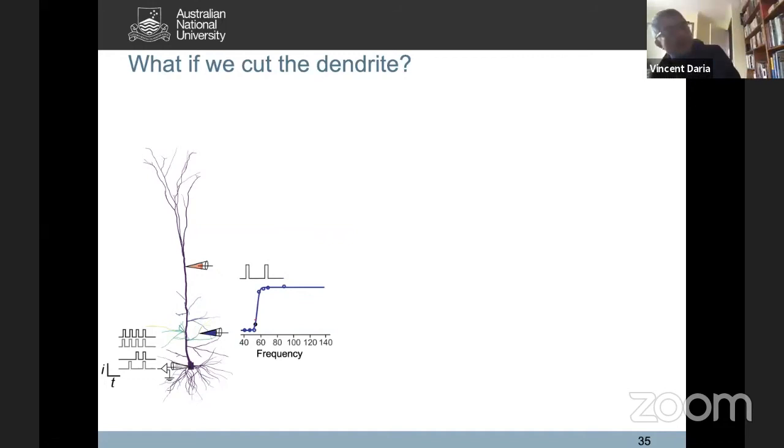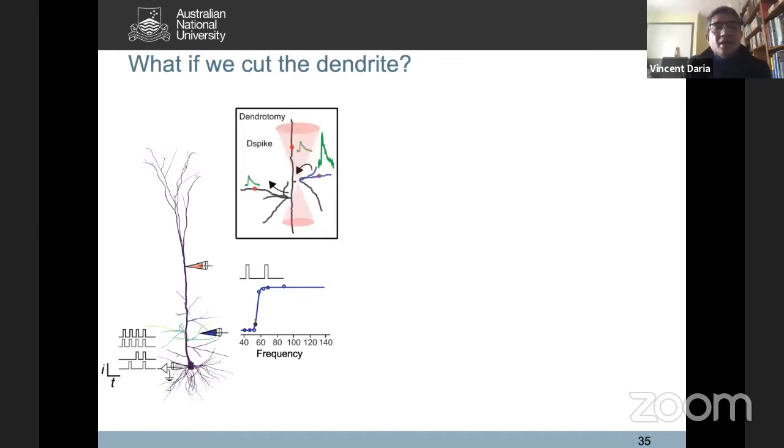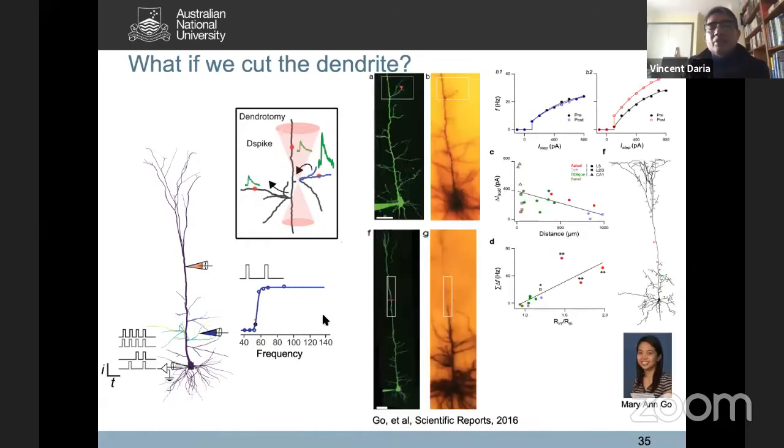Can we actually observe changes in the neuron? During Marianne's time as a PhD student, we developed what we call a laser dendrotomy technique, where we try to cut dendrites, and we've done that systematically, trying to understand the importance of different dendrites and their functions. This was published about 4 years ago, and we meticulously cut a certain set of dendrites and see how it affected the function of the neuron.